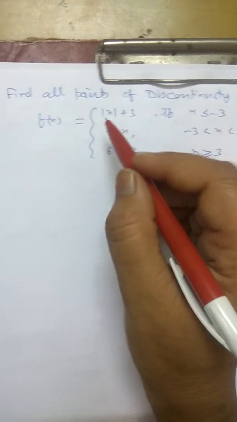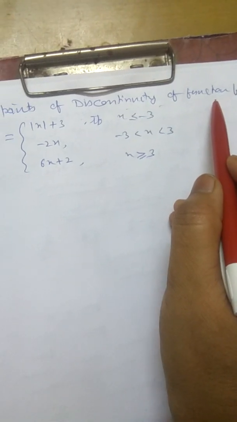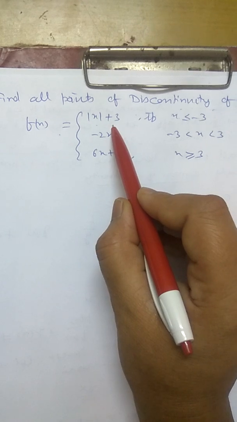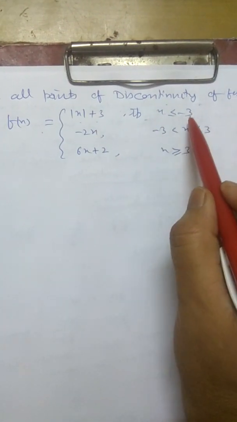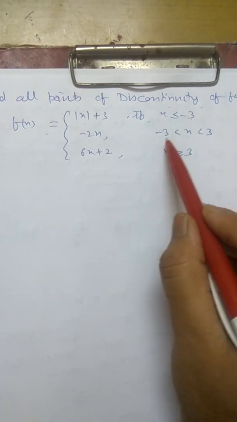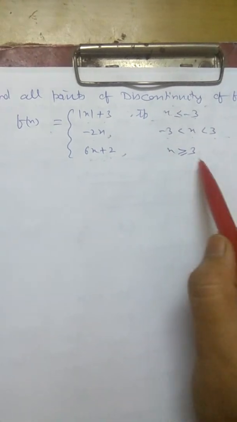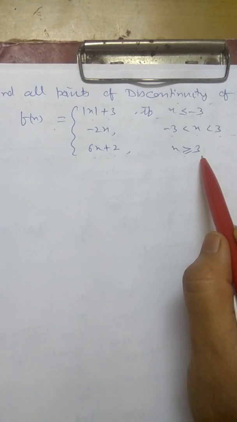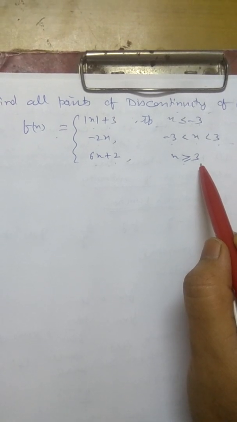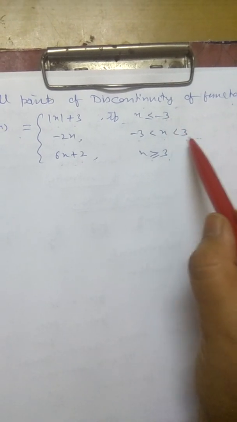Now we have another important example. Find all points of discontinuity of the function f(x) is equal to mod of x plus 3 if x is less than or equal to minus 3, minus 2x if x is greater than minus 3 but less than 3, and 6x plus 2 when x is greater than or equal to 3. To check for the discontinuity, we have the breaking points here, minus 3 and 3.